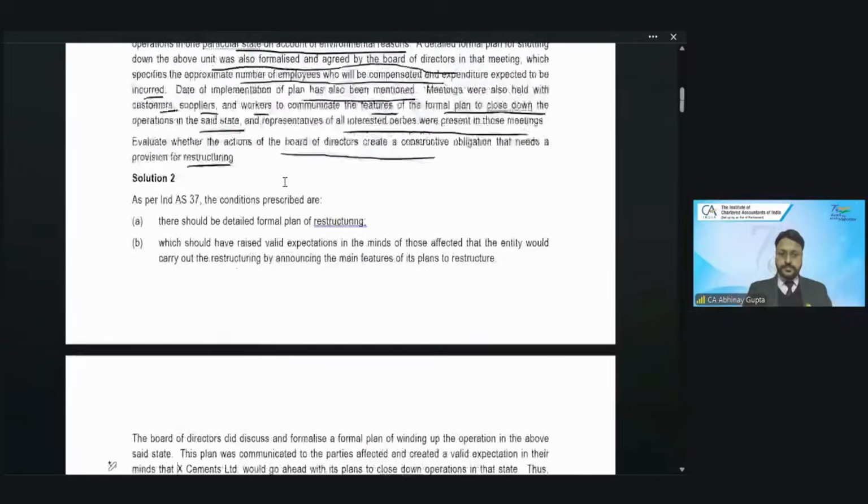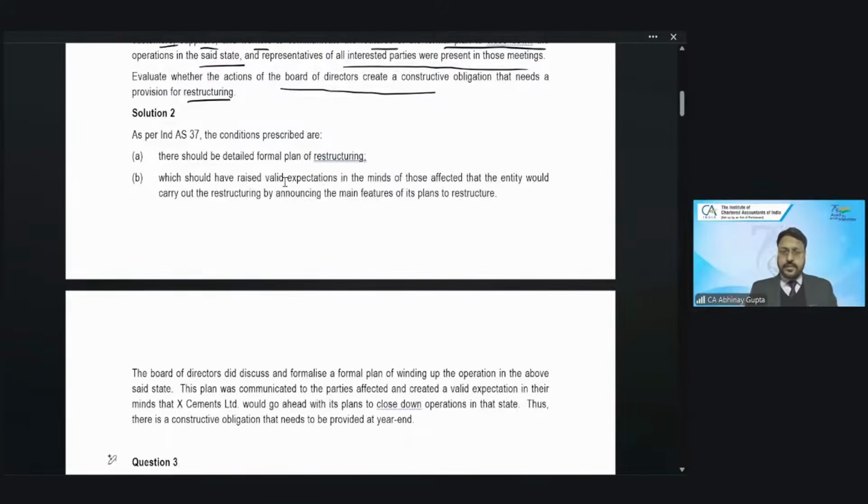Yes, sir. Now let's see, as per Ind AS 37, the conditions prescribed are: there should be a detailed formal plan for the restructuring, which is present in our case, which the board of directors have approved in their board meeting. It should have raised valid expectations in the minds of those who are affected by the entity's restructuring announcement, right? And the main features of this plan have been communicated to them.